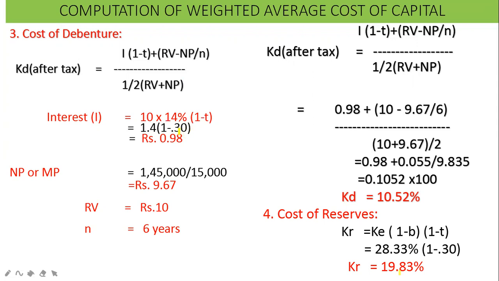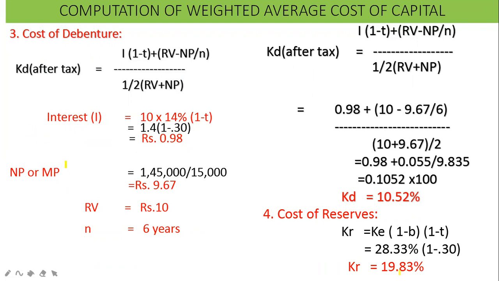How have I arrived at this 0.30? 30% is written like this: 30 divided by 100, you will get 0.30. 1.4 into 1 minus 0.30, you will arrive at a figure of 0.98. That is, rupees 0.98 is the interest payable for one debenture.